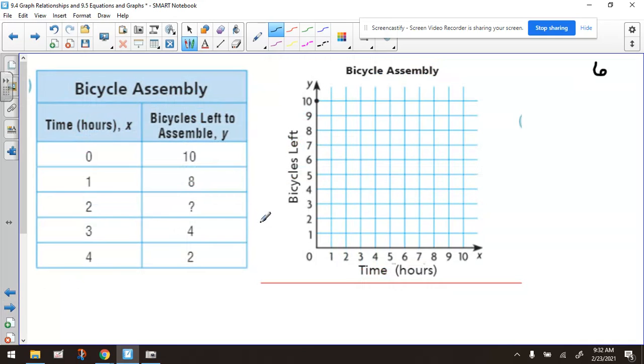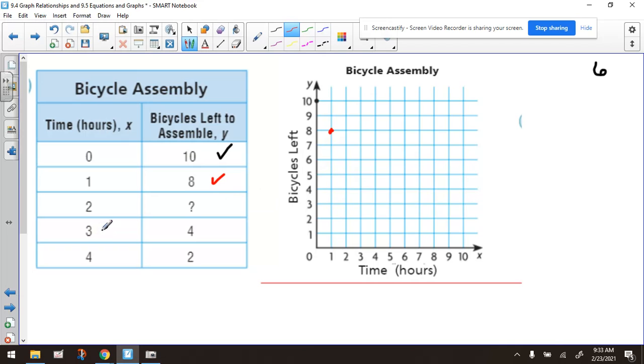So hit the little arrow to arrow your way through to get to slide number 6, and you'll see this on your screen. All right, so this time the independent variable is the time in hours, and the dependent variable is bicycles left to assemble. And we have the first ordered pair here has already been plotted for you. Over 0 up 10. See the dots there, so let's put a check. The next ordered pair is over 1 up 8. So we're going to go over 1 on the x and go up 8 and make a dot. That one's done. Now this is a question mark, so we're going to skip this and come back to it.